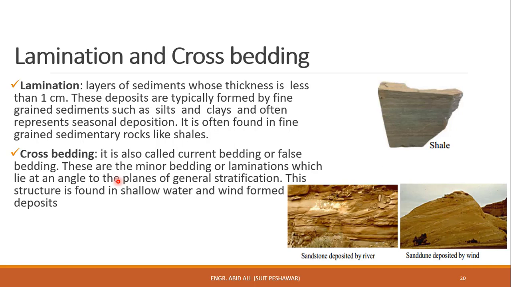The second one we have is lamination and cross bedding. Lamination means layers of sediments whose thickness is less than 1 centimeter. These deposits are typically formed by fine-grained sediments such as silt and clay and often represent seasonal deposition. It is often found in fine-grained sedimentary rocks like shale. What is cross bedding? Cross bedding is current bedding or false bedding. These are minor beddings or laminations which lie at an angle to the plane of general stratification. This structure is found in shallow water and wind-formed deposits.